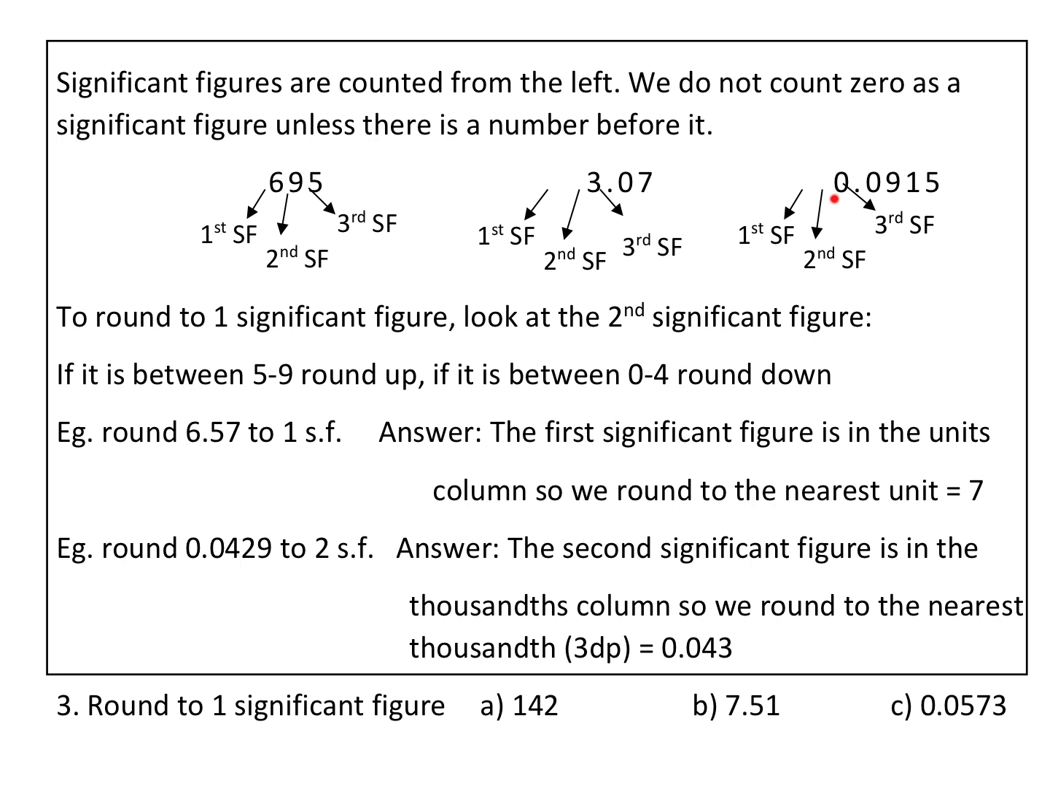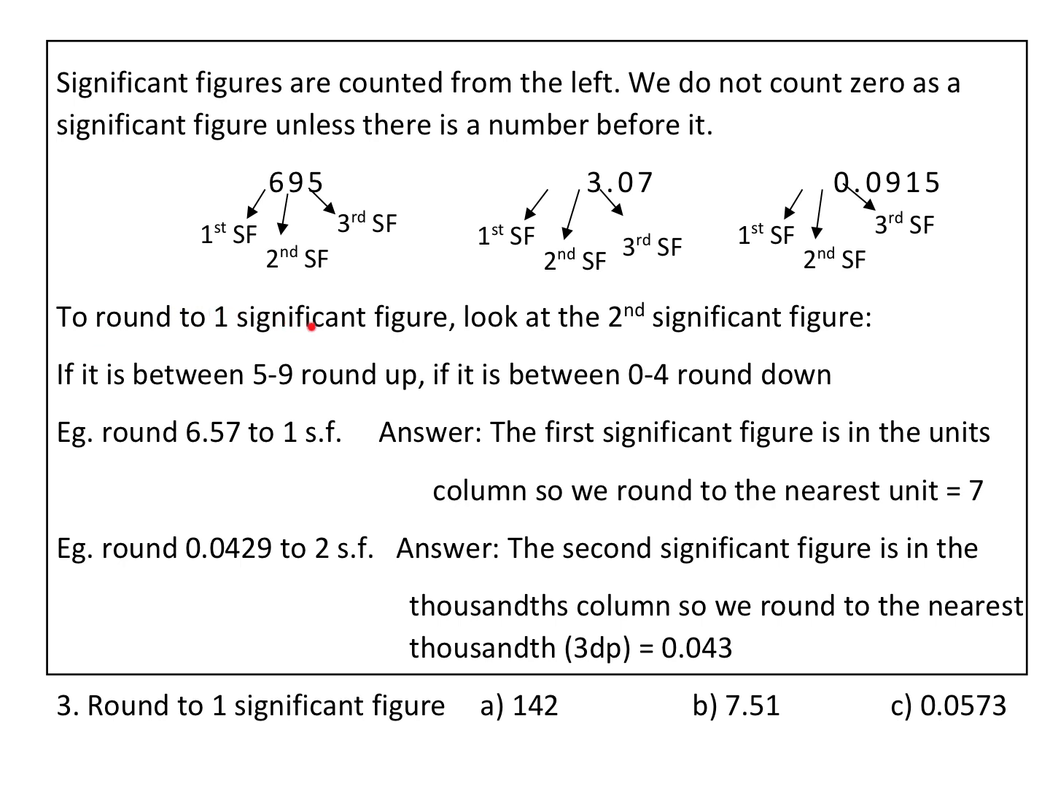If we look at this final one then, again, excuse these arrows, I'll explain. This doesn't count as a significant figure. This doesn't count as a significant figure. 9 is the first significant figure. And then every digit counts after that. So 1 is the second significant figure, and 5 is the third significant figure.